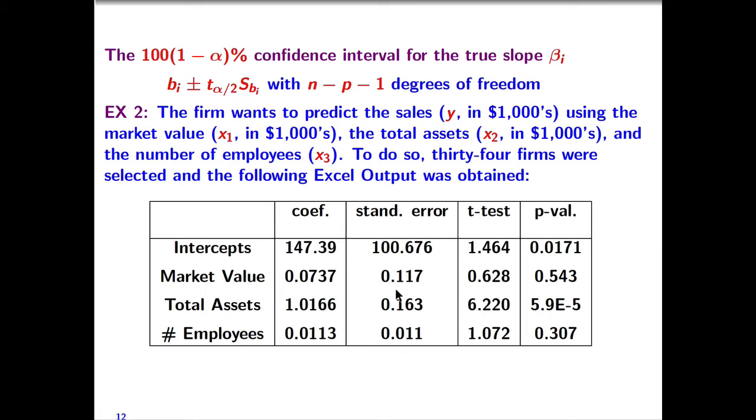1.464, for the market value is 0.628, for the total access is 6.220, for the number of employees is 1.074. And the p-value for the intercept is 0.0171, for the market value is 0.543, for the total access is 5.9 times 10 to the negative 5, and for the number of employees is 0.307.